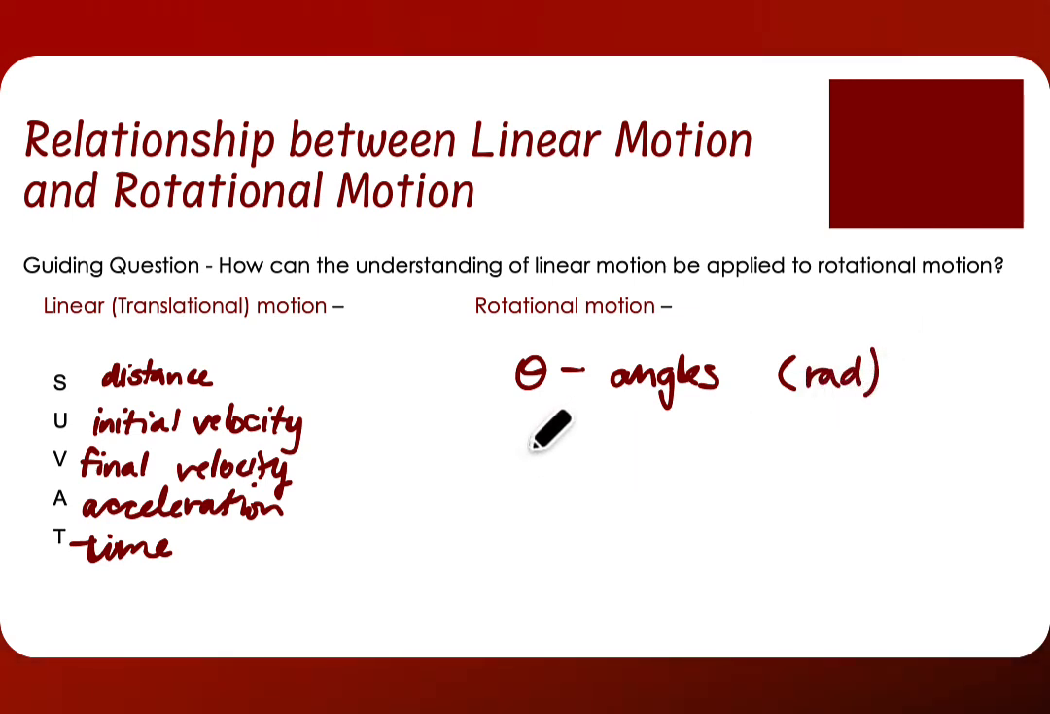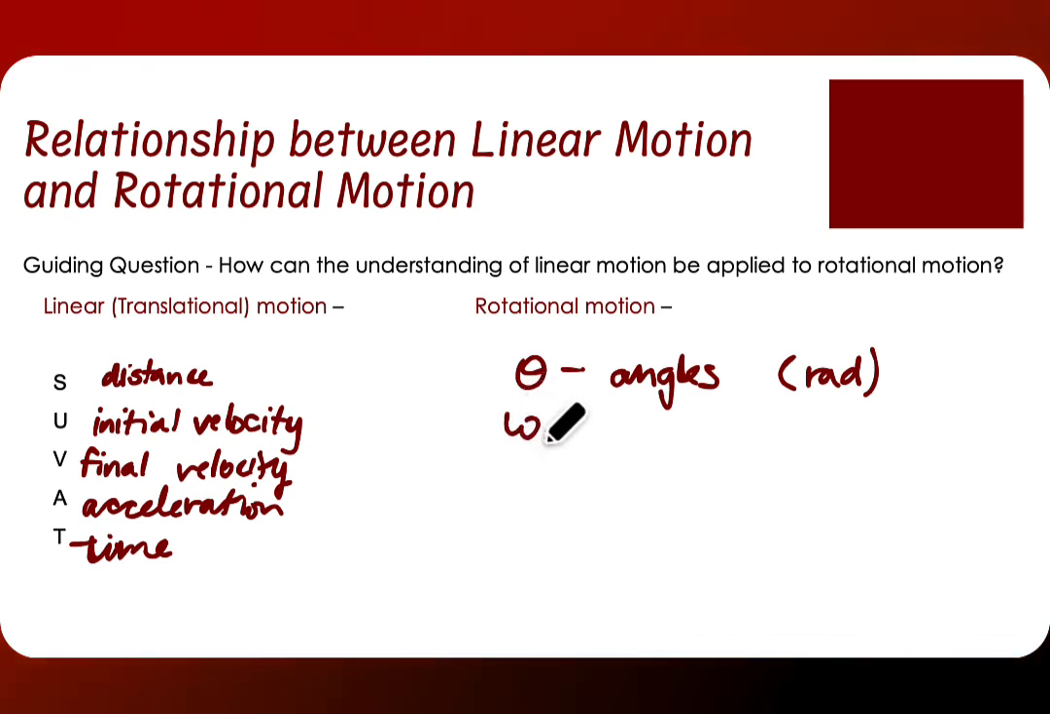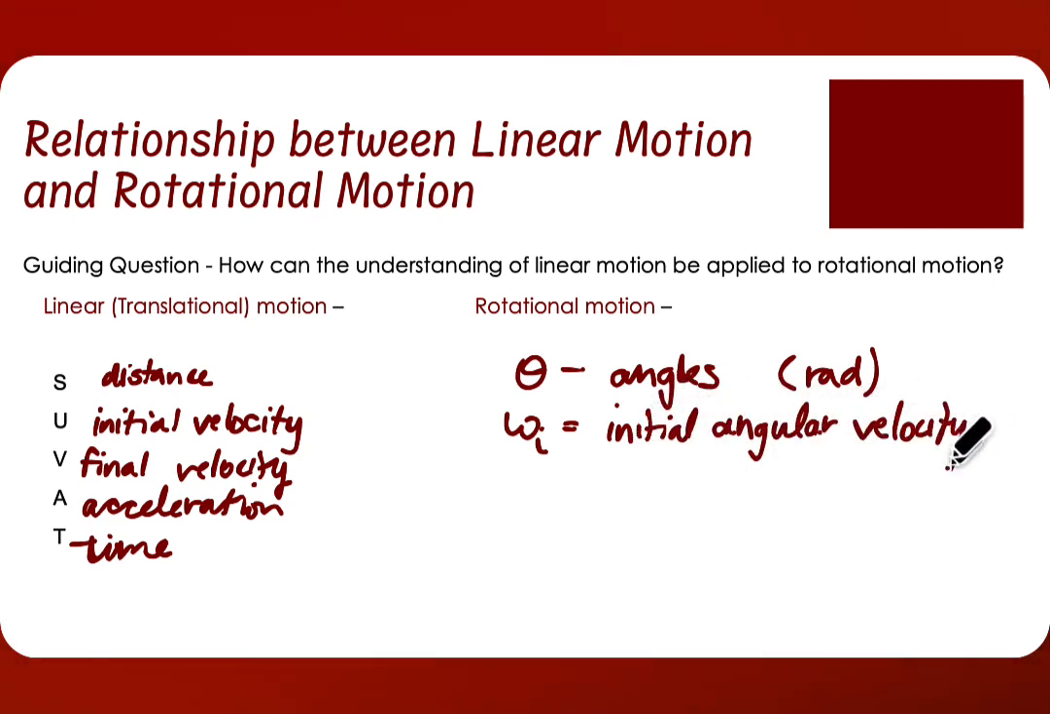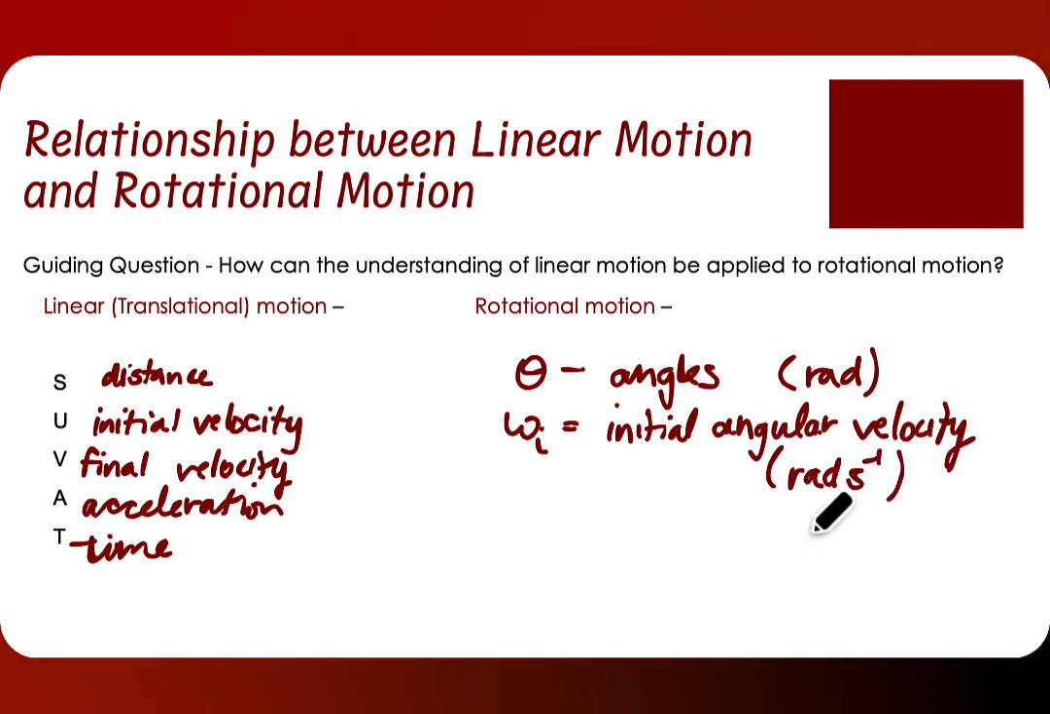And instead of initial velocity, we're going to have omega, the Greek letter, that's the lowercase, and we'll have an i for initial. So this will be initial angular velocity, and sometimes it's called angular frequency. Its units will be radians per second. And that's why it's also called angular frequency, because that would be something per second, right? Like a hertz.